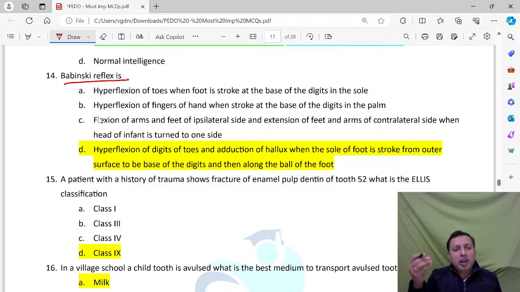So they are just asking the definition of the Babinski reflex. So the correct answer is D, that is hyperflexion of the digits of the toes, and the adduction of the hallux when the sole of the foot is stroked from the outer surface to the base of the digits and then along the ball of the foot.